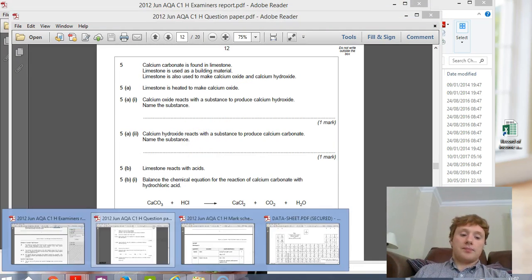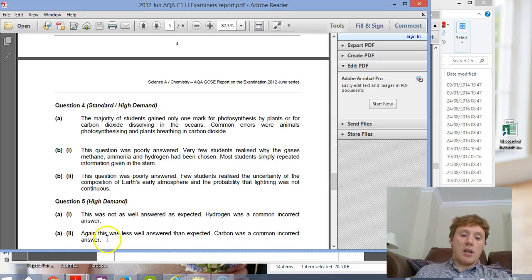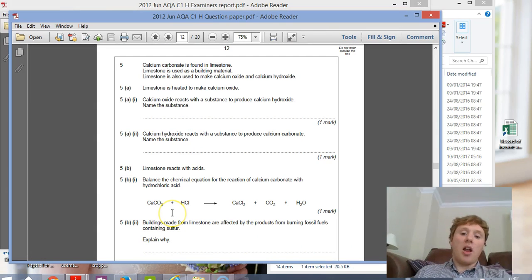There you go. Answered less well. So this is all about the limestone cycle. And if you've ever blown into lime water, calcium hydroxide, that's lime water, you're making carbon dioxide when you blow out. Then the cloudiness you see when you blow carbon dioxide into lime water is small bits of calcium carbonate.